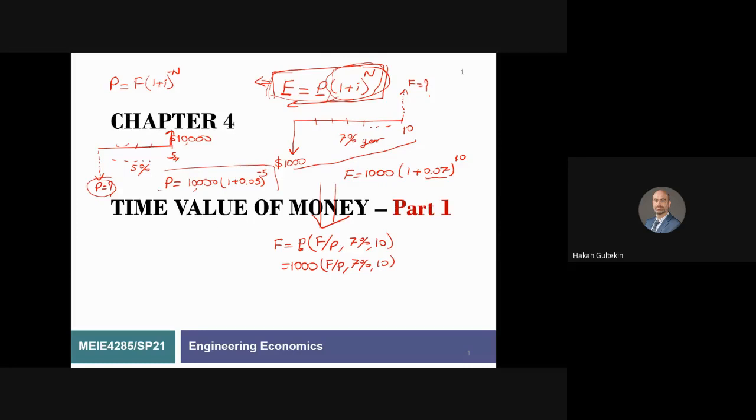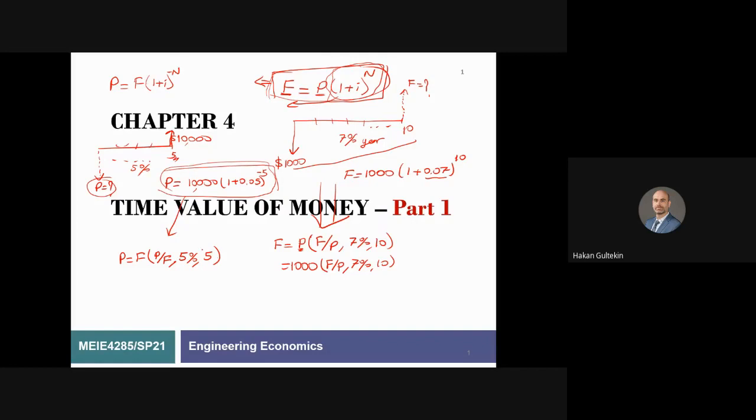For the other example, we can do the same calculation. This time we know the future value and we want to find the present value, so we multiply this future value by P given F, with a 5% interest rate and the number of periods 5. The first one was F given P; this one is P given F. It's absolutely important which way you write it.